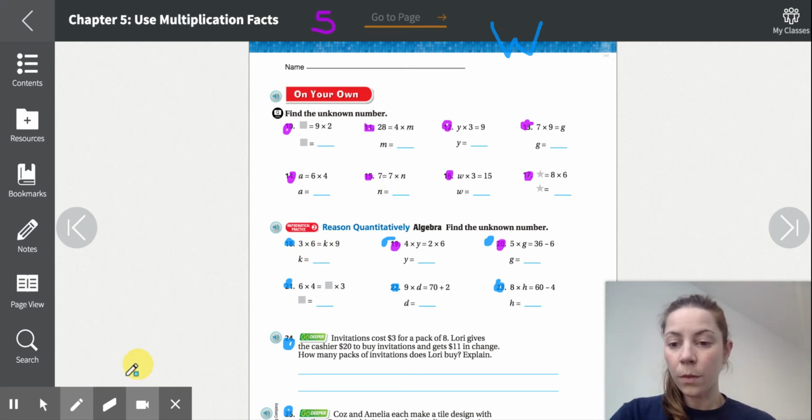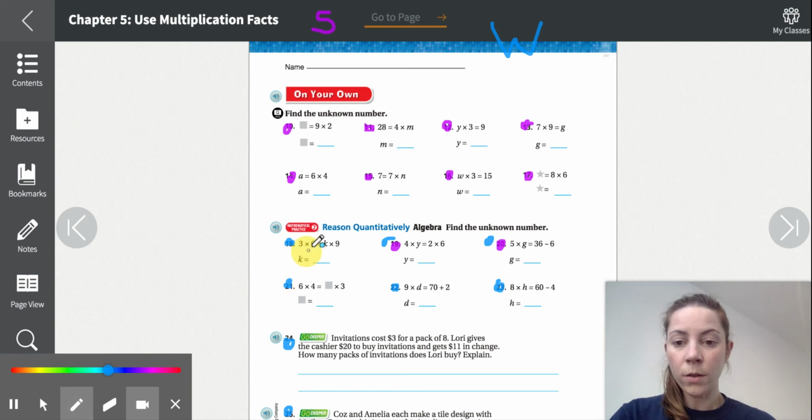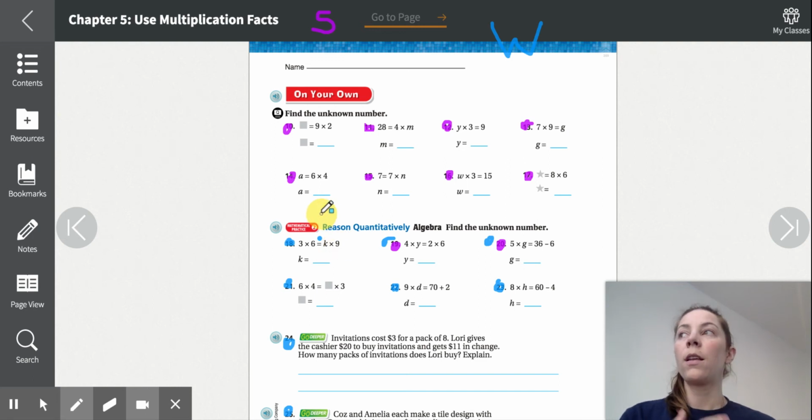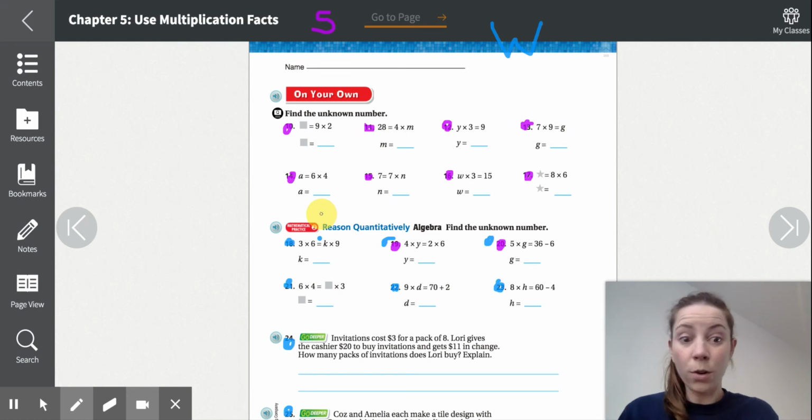So what you're going to do is take a look at the equal sign, and you're going to have to solve a problem on both sides. This side says 3 times 6. This side says k times 9. So I'm going to try to find the side to start with that I actually can solve. There are no letters there, only numbers, so I know how to solve it.